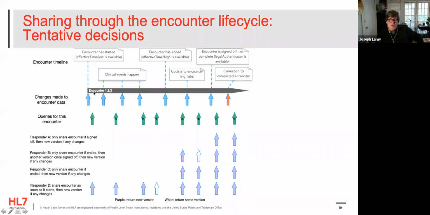This is kind of a graphical display of the life of an encounter. So you could say the leftmost barrier is the very beginning of the encounter. So we know the effective time low, and then the encounter proceeds through time. So clinical events happen, you know, early in its life. There's lots of information happening within the context of the encounter. And then at some point, it ends, and you have an effective time high. But after it ends, you could still have things like updates to the encounter. So the little blue arrows reflect that there's changes being made to the encounter data.